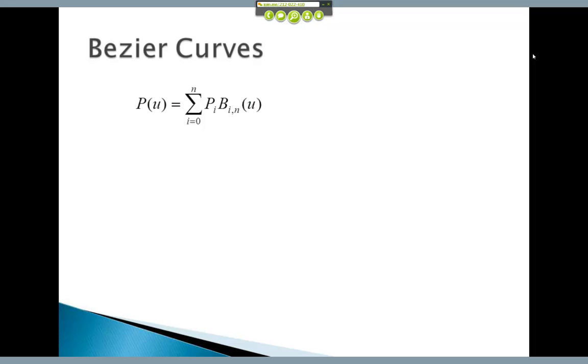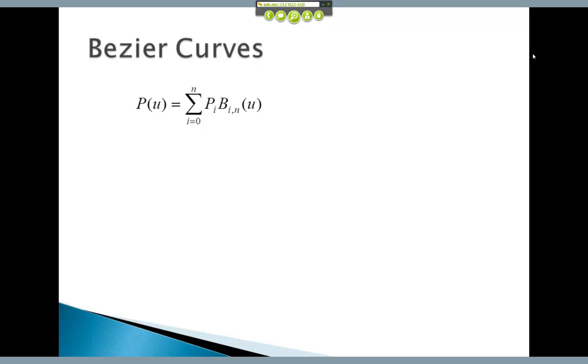So here's our Bezier curve. P(u) equals the summation of i equals 0 to n. N is what? Is it the number of points or is it the order? Well, because we're starting at 0, it's going to be the order. If we started i at 1, then it would end up being the number of points, but it's the order. So n is the order of the curve. P is just a collection of points that are used to define the curve or control the curve.